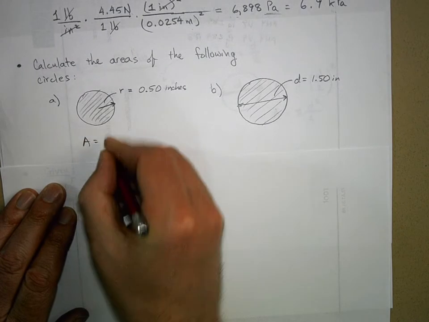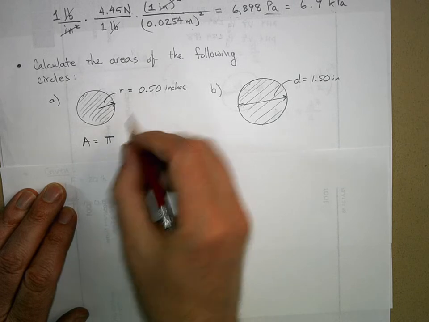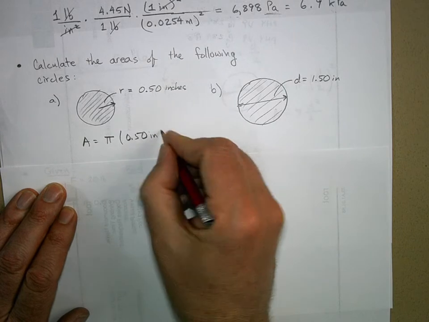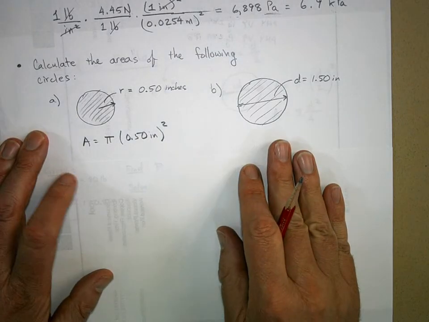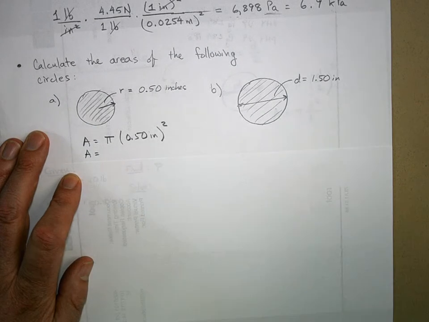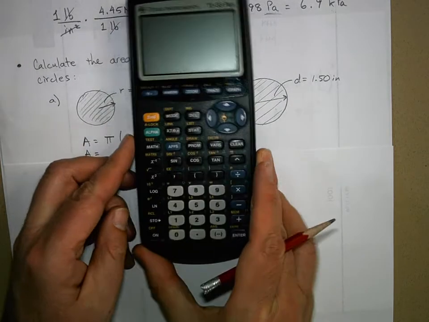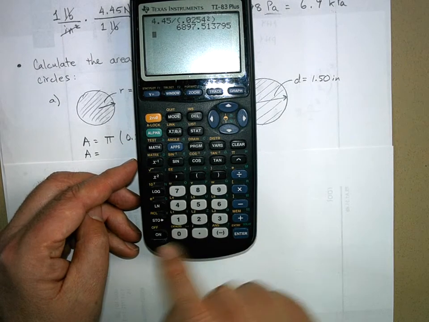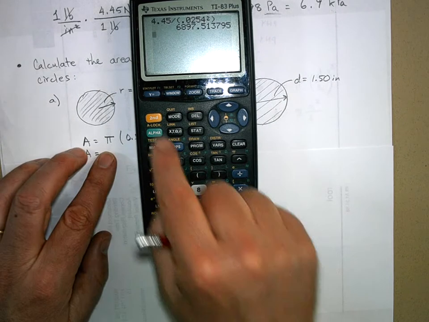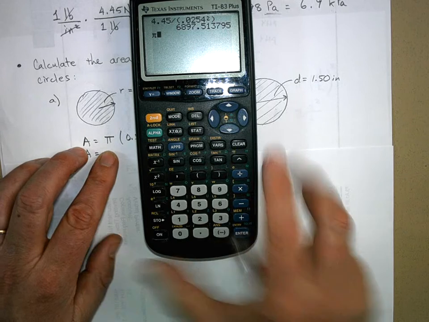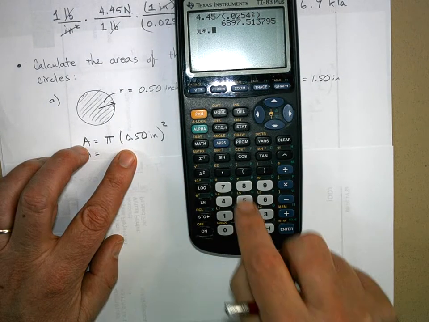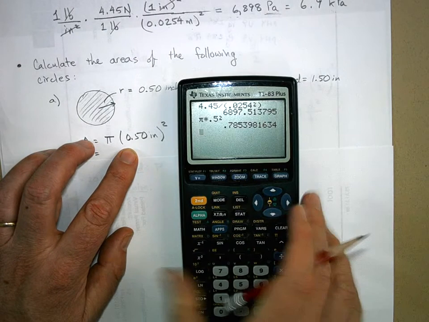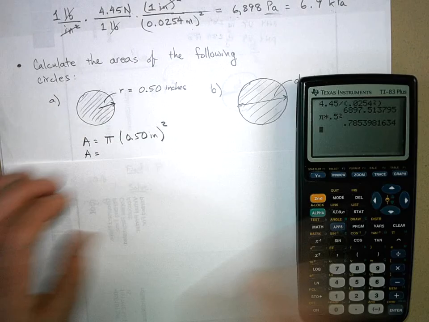The area is equal to pi times the radius squared. Well, let's just do this: 0.50 inches. Always include the units, squared. Now, what is pi? If you're plugging this into a calculator, sometimes pi is on your keyboard already, and look, right here is pi. So I can just go second function, pi, times 0.5 squared, and I get the area as being 0.785.